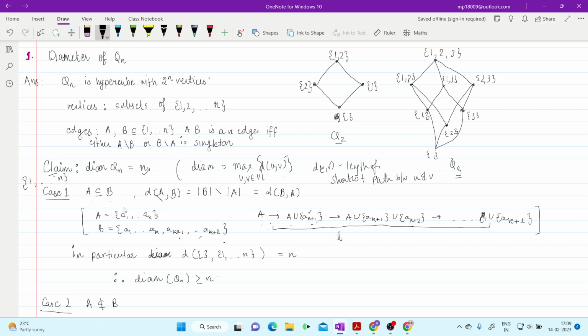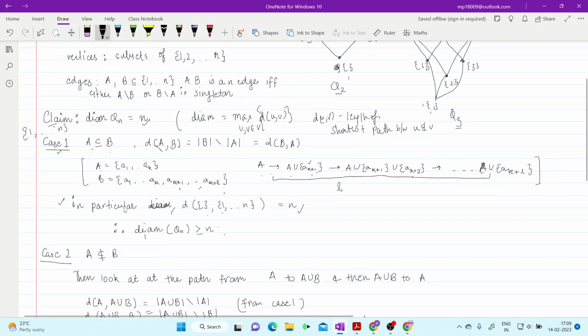Okay. In particular, if we look at the worst case scenario, in this graph the worst case is the empty set and the complete set, and the difference of these two sets is n. So the shortest path between the empty set and the complete set of n elements has length n. Since the diameter is the maximum of all these shortest paths, the diameter has to be greater than or equal to n. So for case 1 we have proved it.